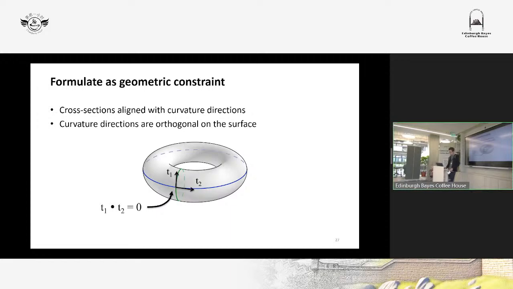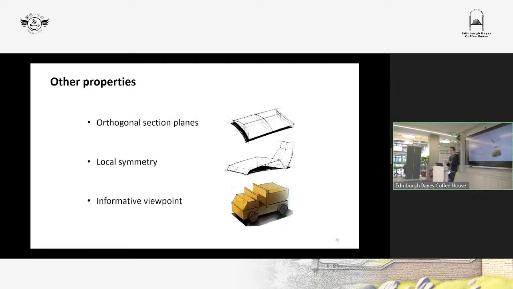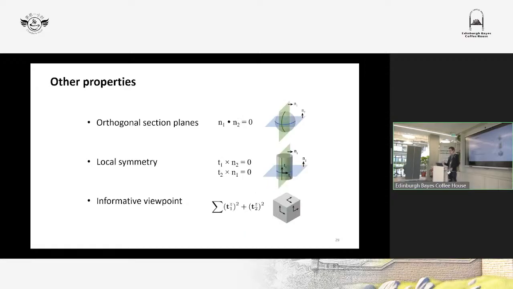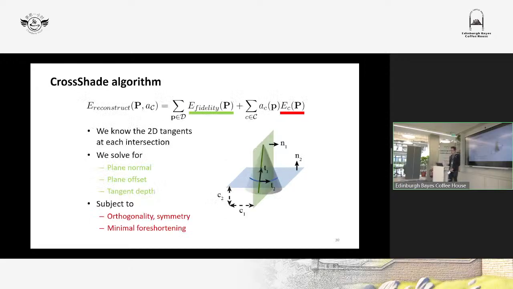So I walked you through all those steps, but we applied the same methodology for different aspects of cross-section lines. So we observed that they are often on orthogonal section planes. They delineate local symmetry. And we also noticed that people don't draw from arbitrary viewpoints. They often choose viewpoints that minimize foreshortening. This way, all sides of the objects are shown equally, and so it's easier to understand the shape. So for all of those properties, we derived geometric constraints, either on the normal of the section plane or the tangents of the curves we are interested in. And so we can now plug that into our formulation.